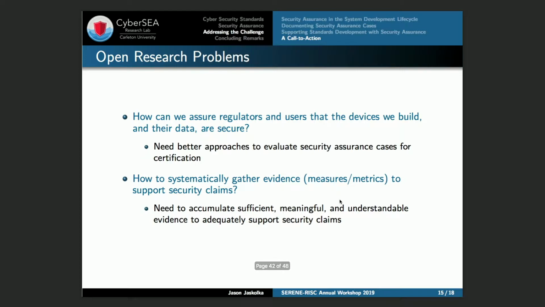And then just a couple more here is we need better approaches to actually evaluate both systems for generating the evidence that supports security assurance cases, but also evaluation approaches for security assurance cases themselves. How do you know that the argument that you're presenting makes any sort of logical sense, right? So there aren't really good tools to help do this.